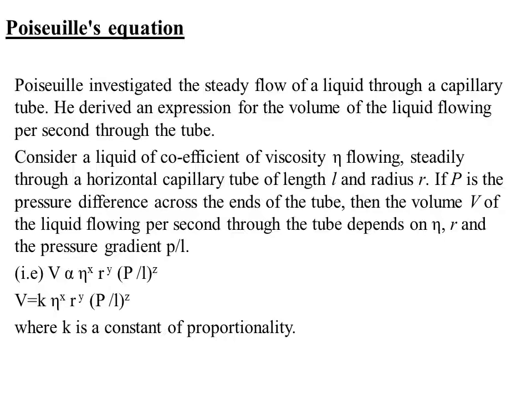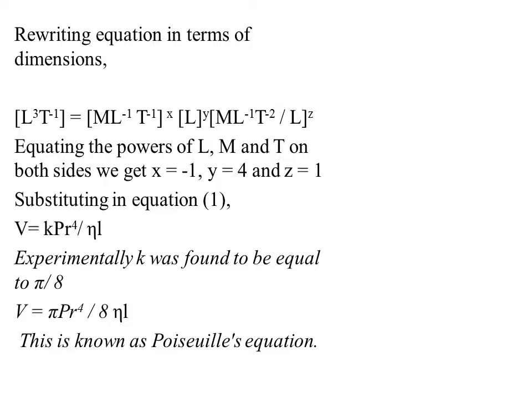So V is equal to K into eta to the power x, R to the power y, P by L the whole to the power z, where K is the constant of proportionality. Now we write this in terms of dimensions. You know the dimensional values of all these quantities, so you write them and equate the powers of L, M and T. You will get x equal to -1, y equal to 4 and z equal to 1.